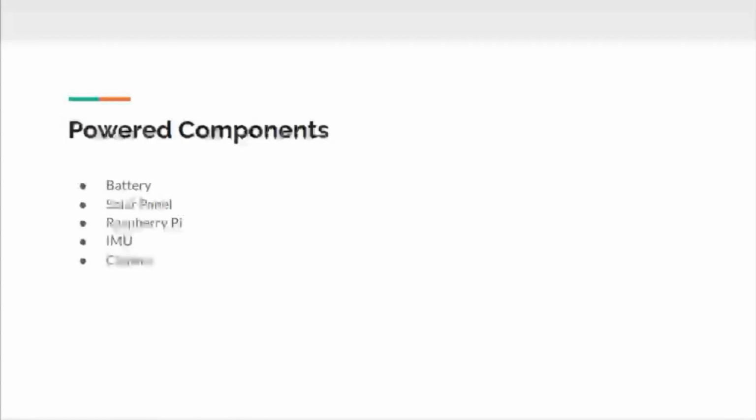CubeSat. So the powered components in our CubeSat are the battery, the solar panel, the Raspberry Pi, the IMU, and the camera. The solar panel gains the power, the battery stores it and distributes it to the Pi, which distributes it to the IMU and the camera.